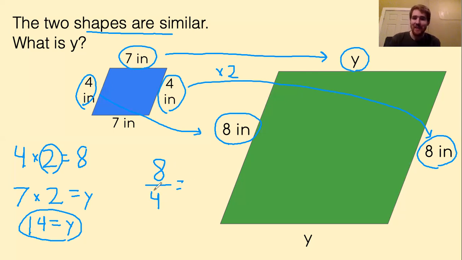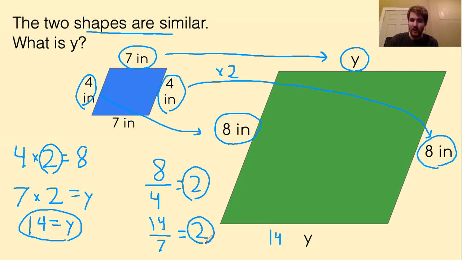Sorry. So 8 divided by 4 equals 2. So this just tells us the scale factor is 2. And you can check that by saying, all right, what's 4 times 2? Okay, it is 8. So that works. Sometimes you might have to check it and maybe it's dividing instead of multiplying, or multiplying by a decimal. And you can check this the same way. We get 14 for y. What is 14 divided by 7? It is also 2. That's how we know we did it correctly.